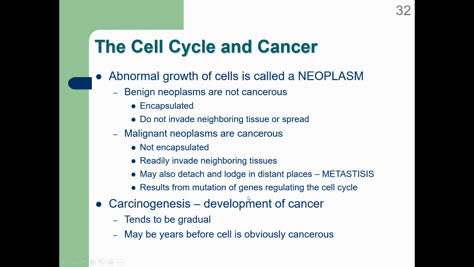So we have some sort of message in the regulation of the cell cycle that is faulty. Something that either said, stop dividing, we have enough cells, has gotten turned off, and so we keep thinking we need more cells. Or a regulator that says, hey, keep dividing until I tell you to stop, never says stop. Carcinogenesis is the development of cancer. It tends to be gradual and takes many, many years before that error or damage in the cell is noticeable and obviously cancerous.